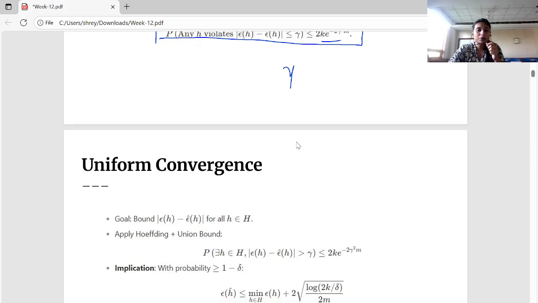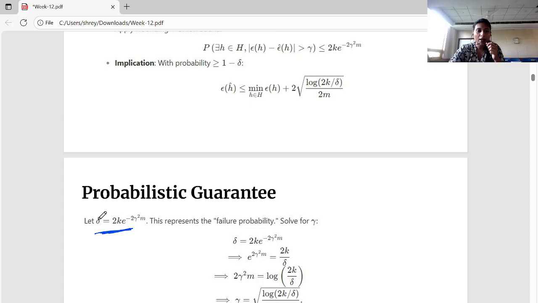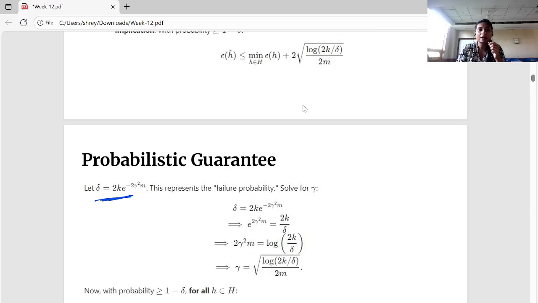So we take this term as delta. This delta is the failure probability. If you solve this, delta is equal to 2k e to the power of, the same thing that we assumed, and now we want to calculate gamma. How can we do that? We can simply solve it. Take e to the power to the left hand side so that its power will be on the positive side, and to remove the exponential, we convert it into log, and we can calculate this gamma. So this gamma is dependent on the failure probability, the number of hypotheses, and m.